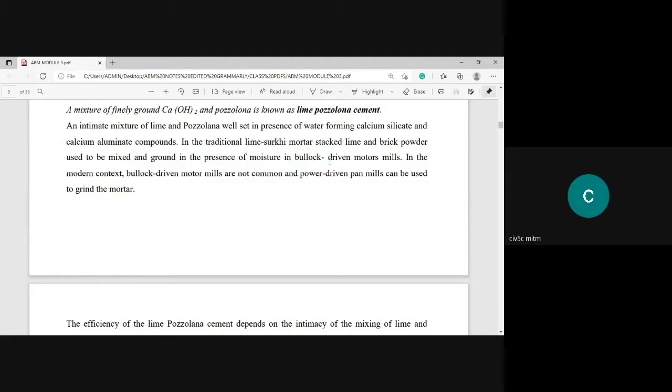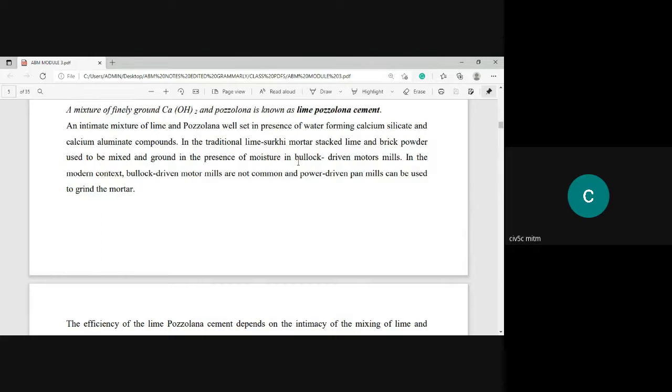How? You can use bullock driven mortar mills. Earlier they were using them, but nobody uses them now. Now they are going with a modern context. Instead of using bullock driven mortar mills, they can go with power driven pan mills. Power driven pan mills or pan mixers are used to blend lime and surki, or lime and pozzolana, in order to produce mortar.